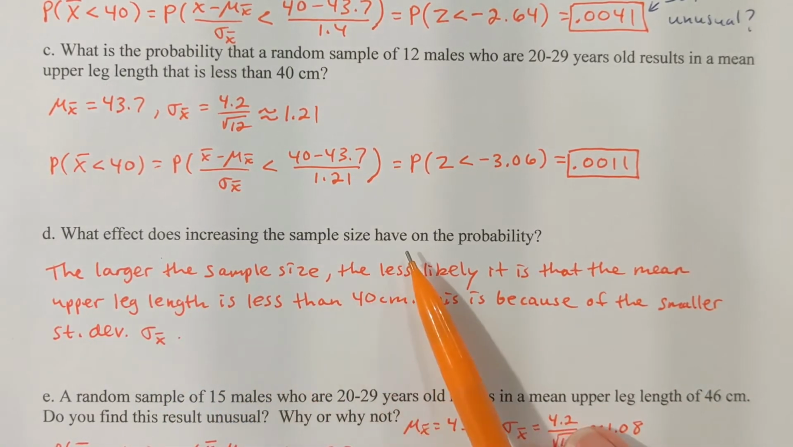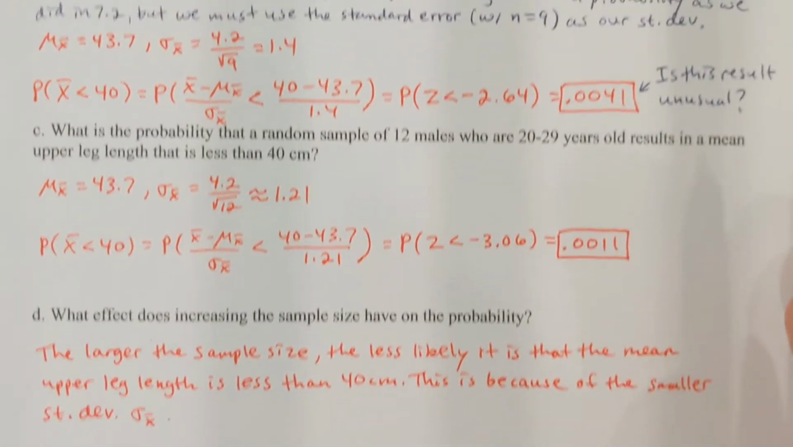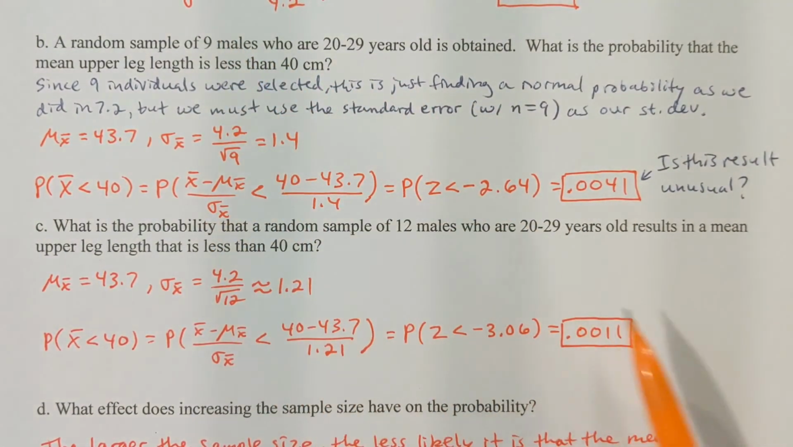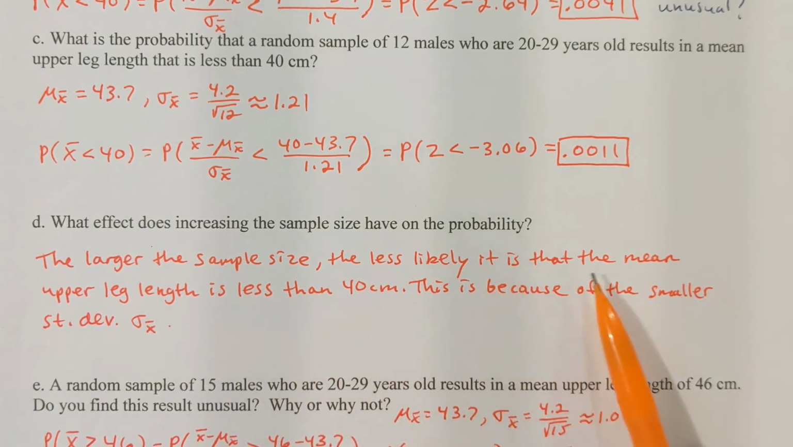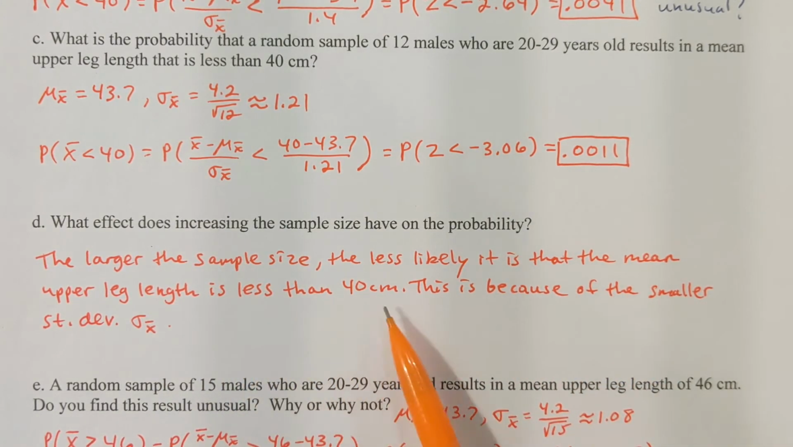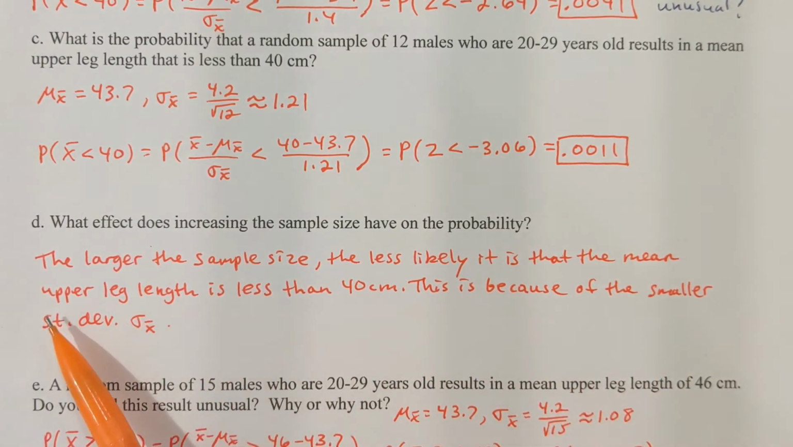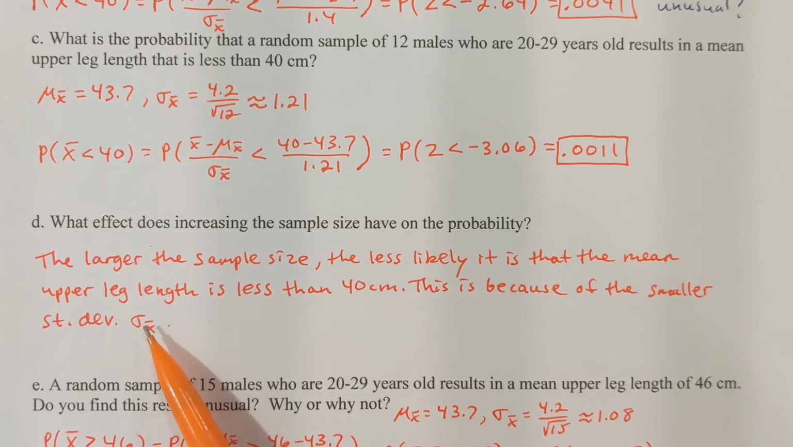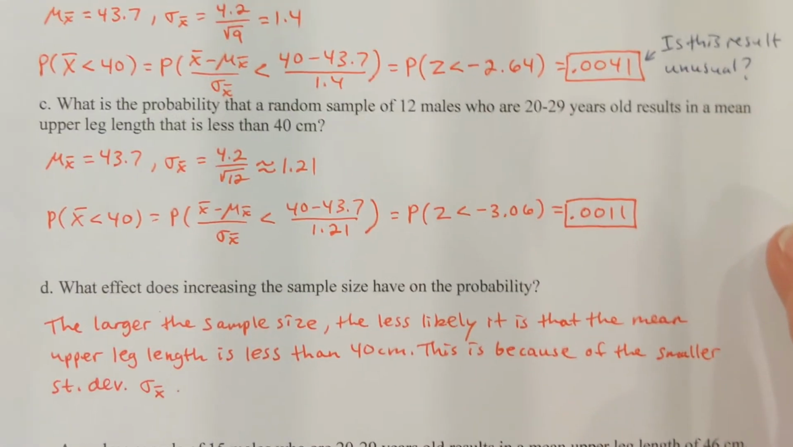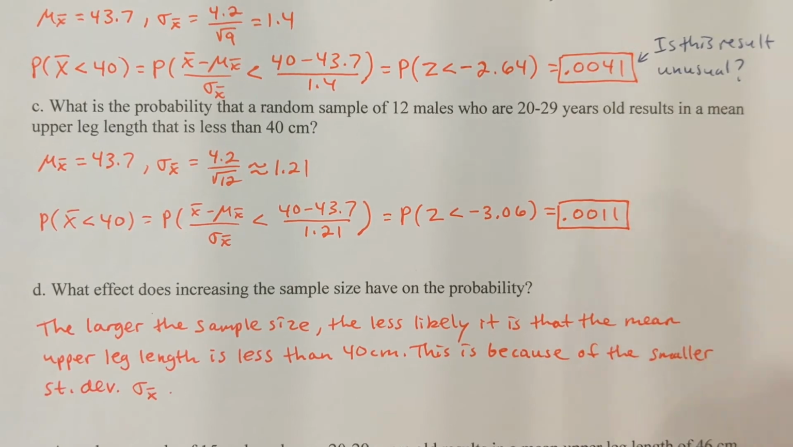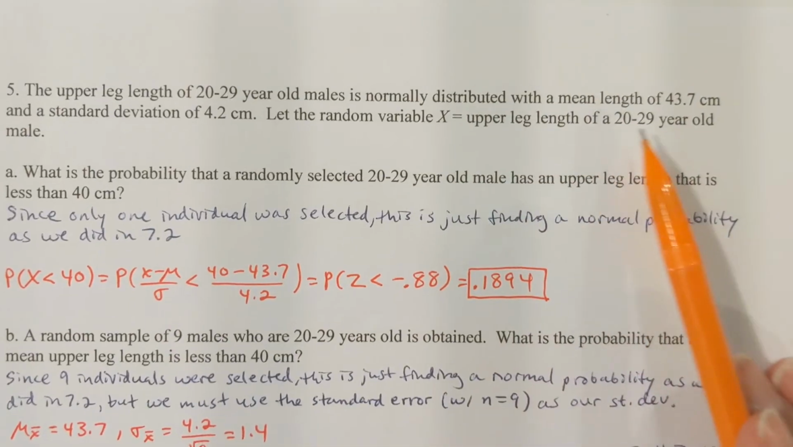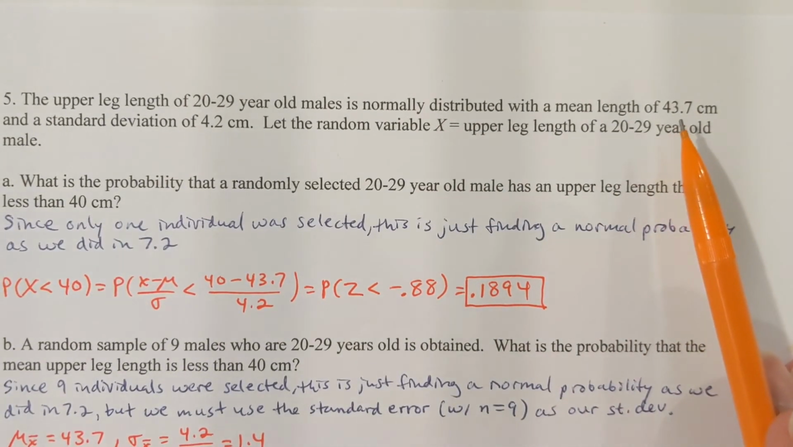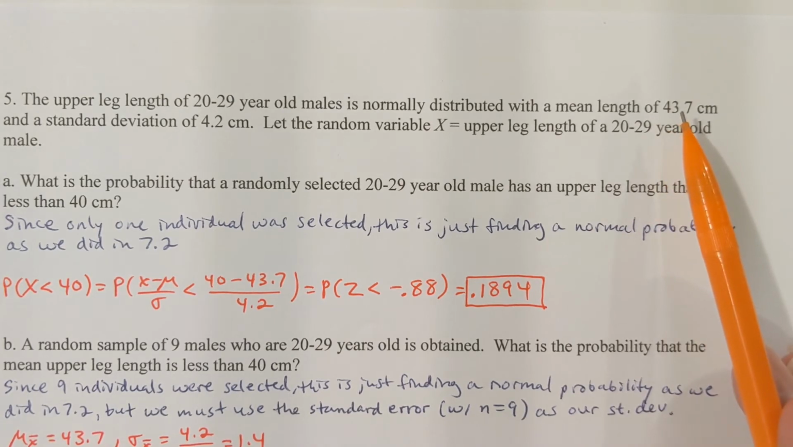Part D, what effect does increasing the sample size have on the probability? So when you compare these two calculations, B and C, the probability got smaller when you increased the sample size. It says here, the larger the sample size, the less likely it is that the mean upper leg length is less than 40 centimeters. This is because of the smaller standard deviation, that is sigma sub x bar. Okay, now, by the way, I think this should make total sense to us why this probability would be smaller. I've already mentioned that the mean is 43.7, so most of the numbers are going to be around 43.7.